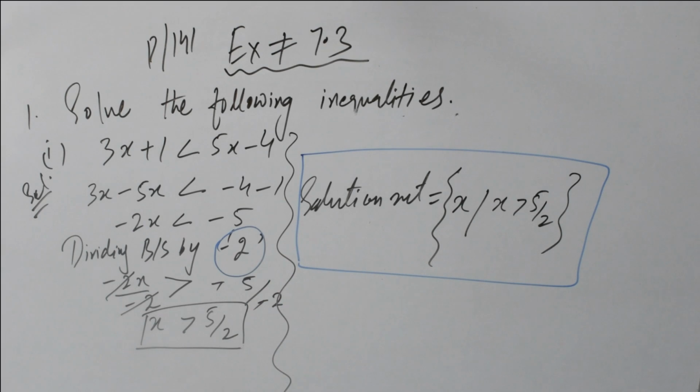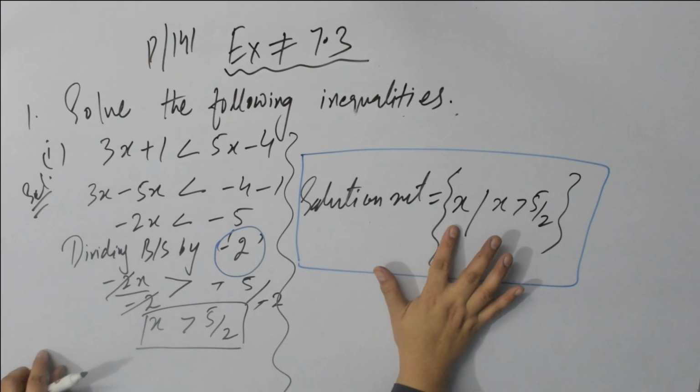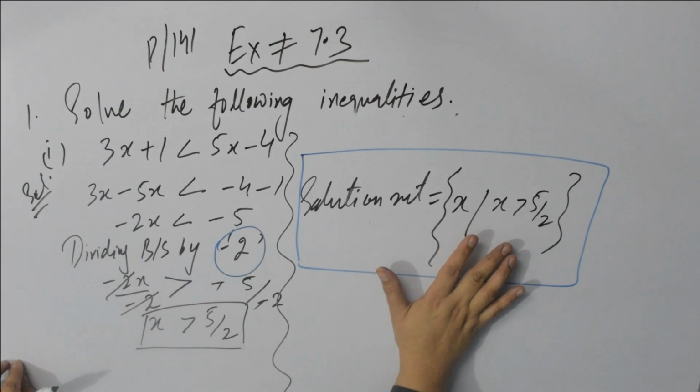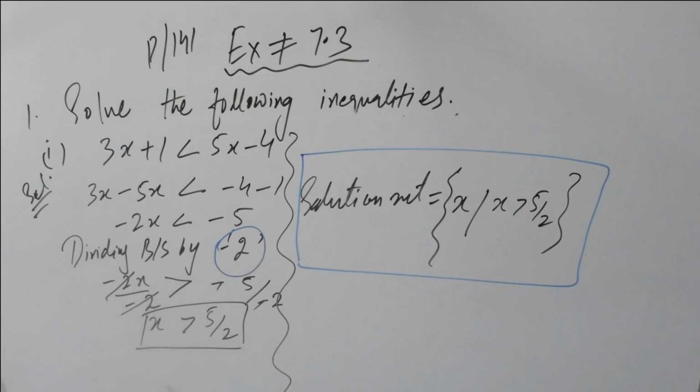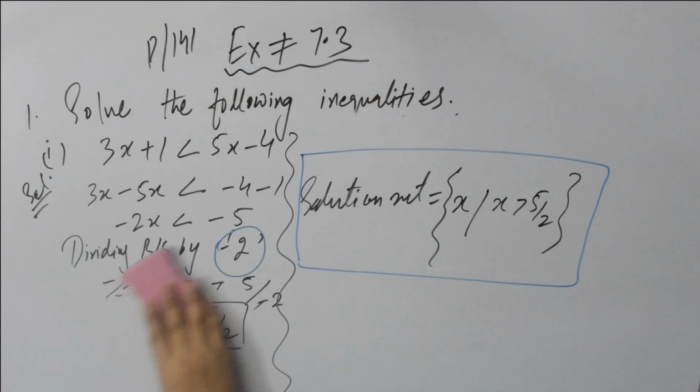Solution set is you will write x such that x is greater than 5 by 2. Okay, so this is your first part. I hope this part is clear to you. Now come to its second part. I will do the second part also for you students, okay.